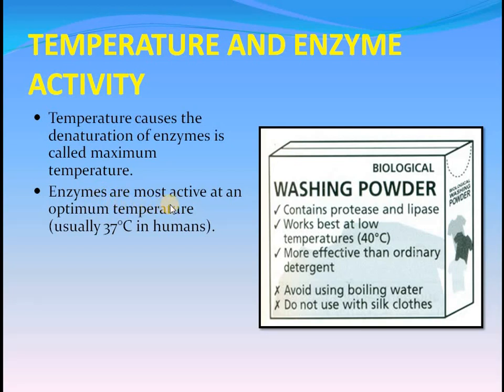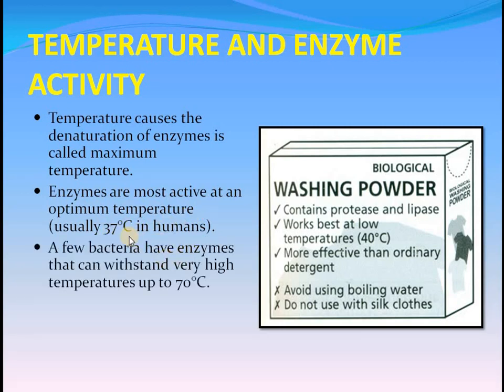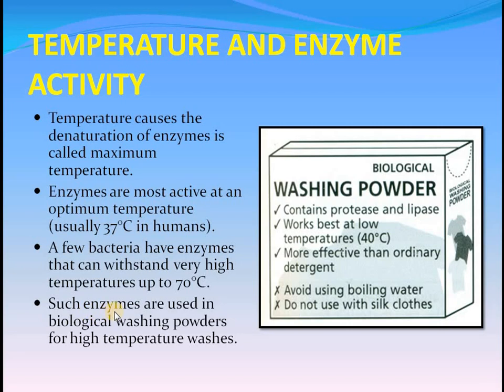Enzymes are most active at the optimum temperature, and in human beings usually it is 37 degrees Celsius. A few bacteria have enzymes that can withstand very high temperatures up to 70 degrees Celsius. Such enzymes, means the enzymes which work at 70 degrees Celsius, are used in biological washing powders for high temperature washing.